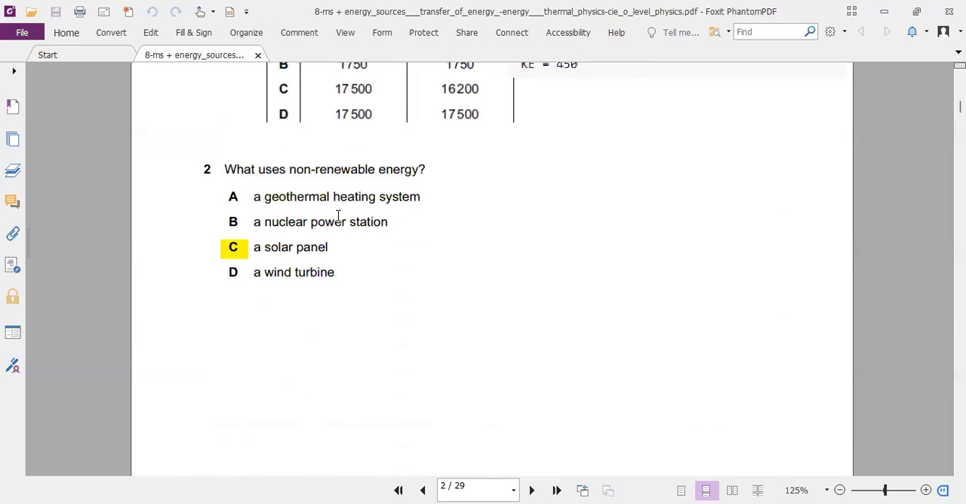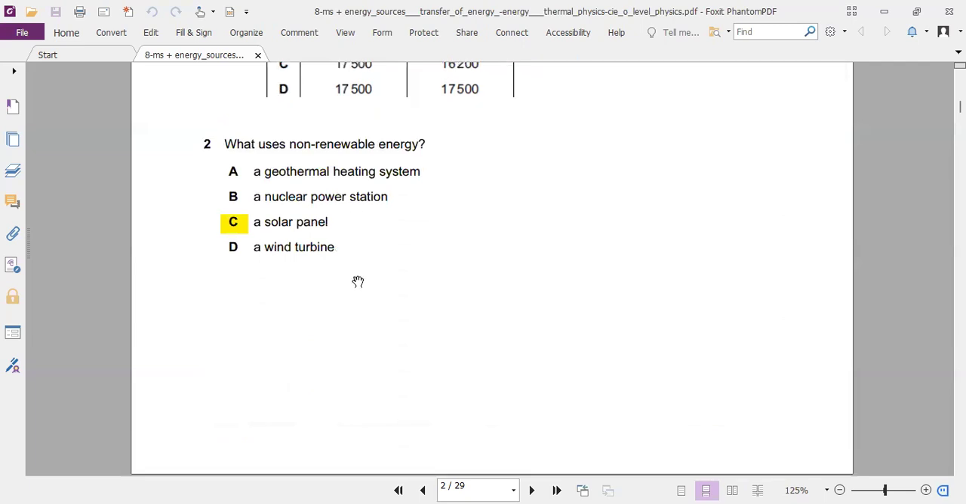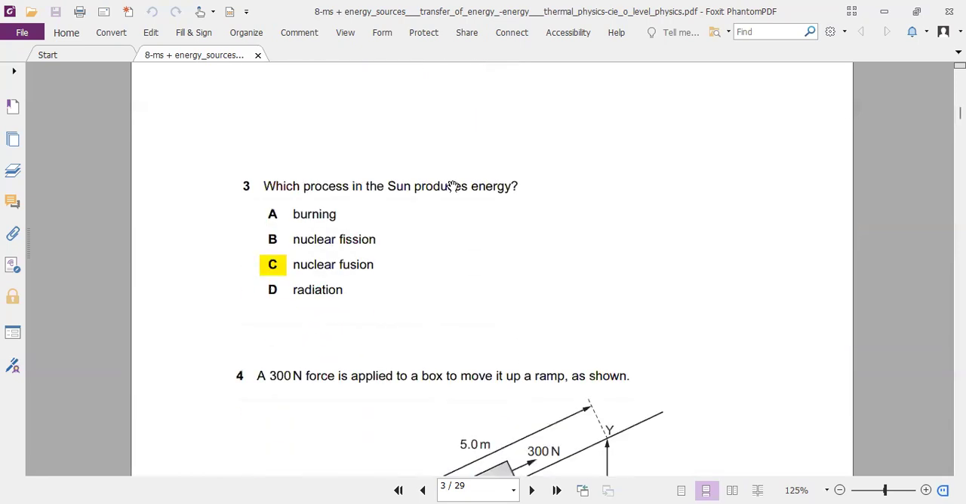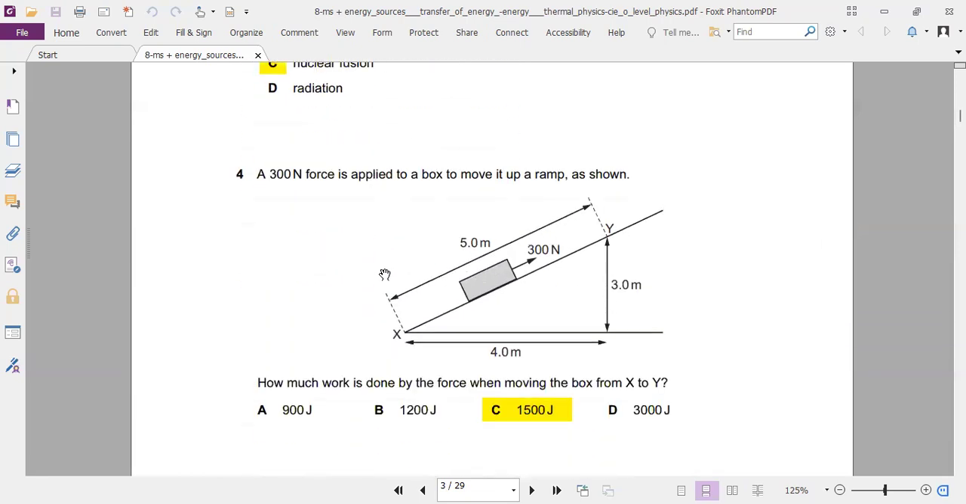What uses non-renewable energy? It is the solar panel. What process happens in the sun? Nuclear fusion.